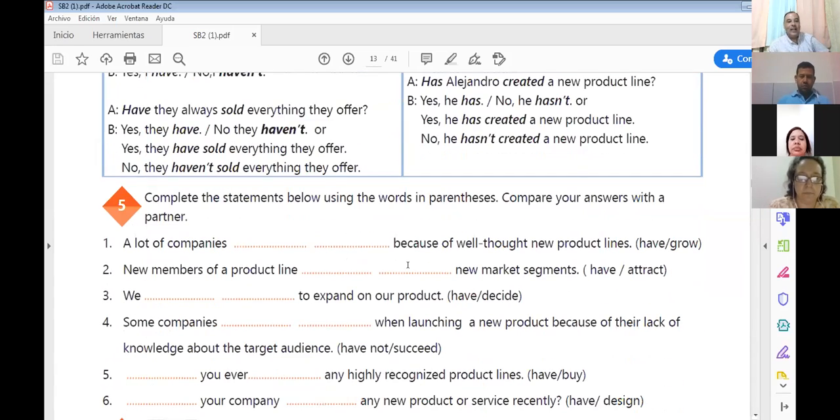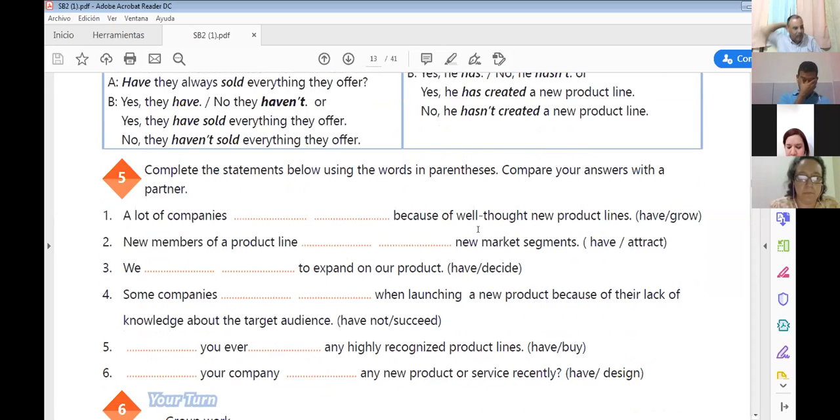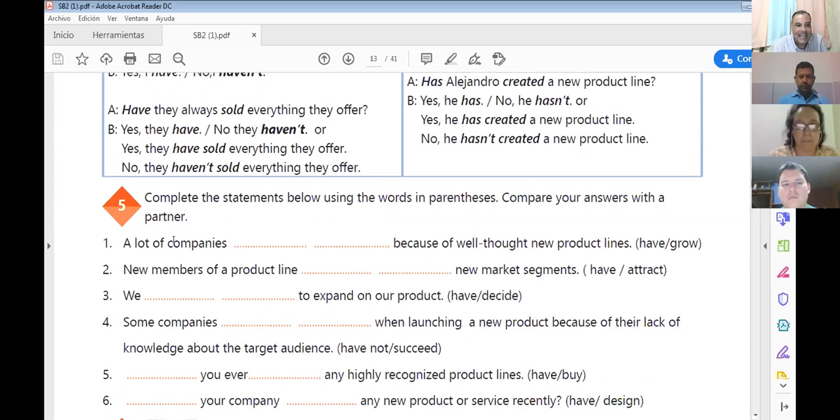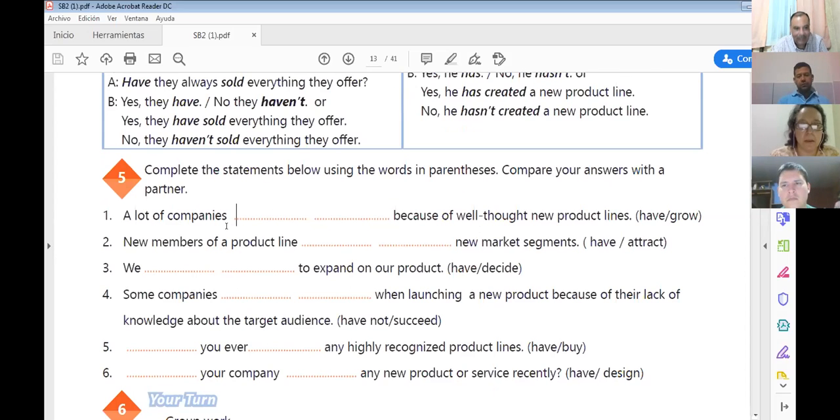Okay? So here we have this exercise. Here is the auxiliary verb that they want you to use, and the verb. So I will help you with number one. What is number one? A lot of companies have grown. In the past participle, right? Grown. Have grown. And because it's plural, we use have. If it had been only one company, we would have used has. But because it's plural, we use have. Very good.